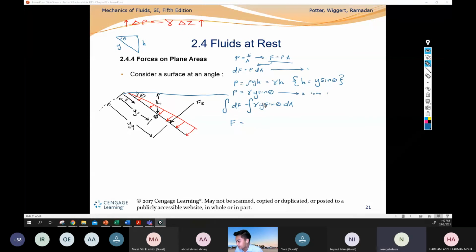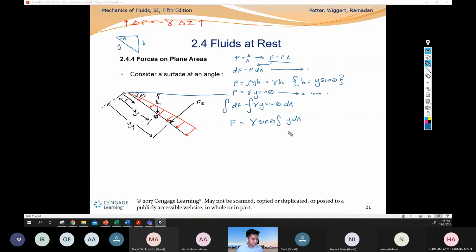All right, for this case, which one is constant? Gamma. Y sine theta. Okay, is y constant or not? Can we see the y always changing? Y is not constant. So we need to have a constant outside. Which constant? Angle constant or not? Yes. So we move the constant outside and leave only y dA. Alright. So from here, once you try to integrate y dA, what will you get?